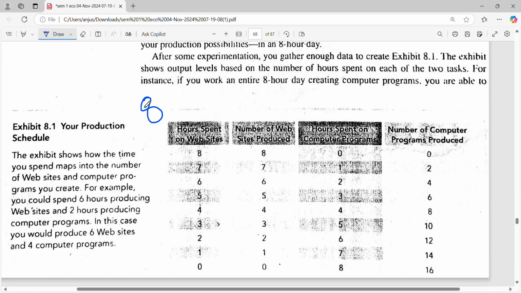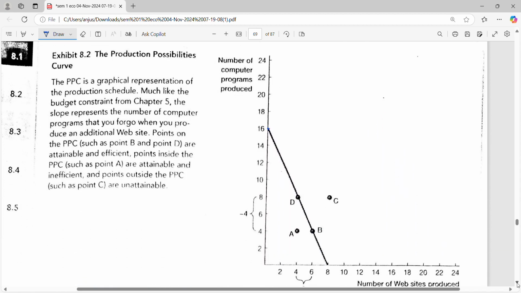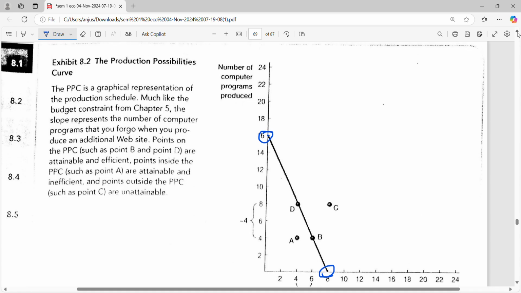So if you are investing this whole 8 hours into the production of websites, you are producing 8 websites. Whereas when you are investing the whole 8 hours into the production of computer programs, then you are getting 16 computer programs. Okay, that is how the intercepts of this PPC are computed. When you invested the whole 8 hours, you got 16 computer programs, and with the whole 8 hours you will get 8 websites. So that is how the PPC is drawn.